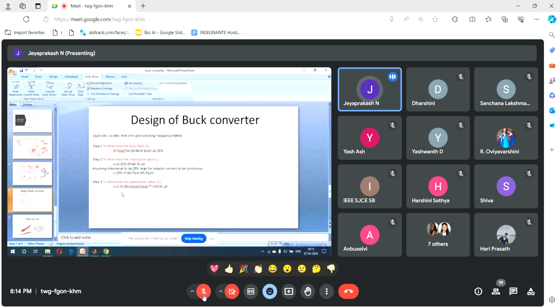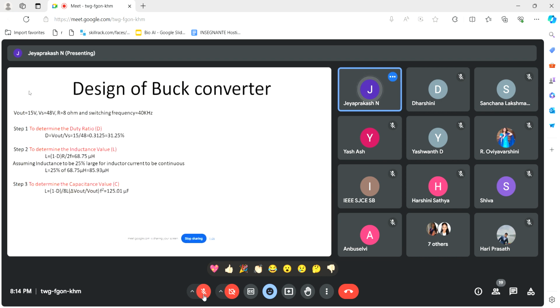Okay, so now I am going to design the buck converter. I need the output to be 15 volt. The input voltage I am giving is 48 volt. I am taking the load resistance as 8 ohm. The switching frequency is 40 kilohertz.